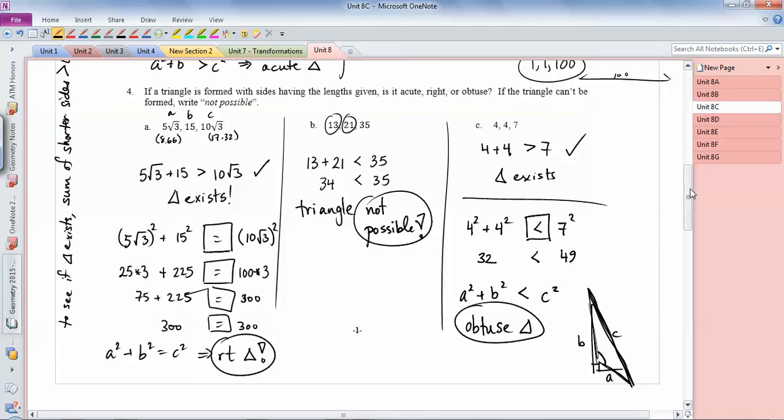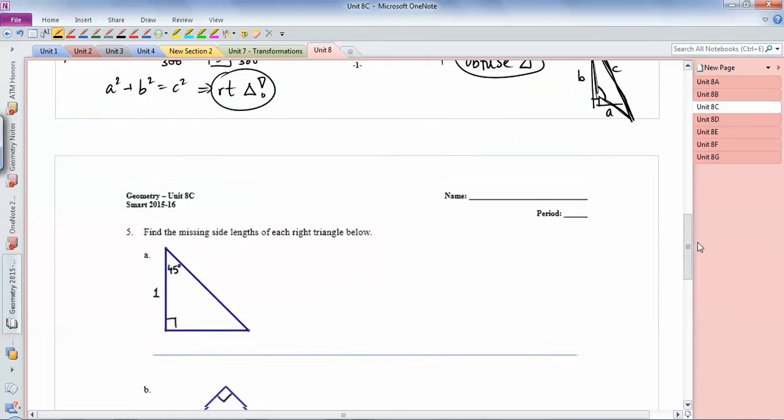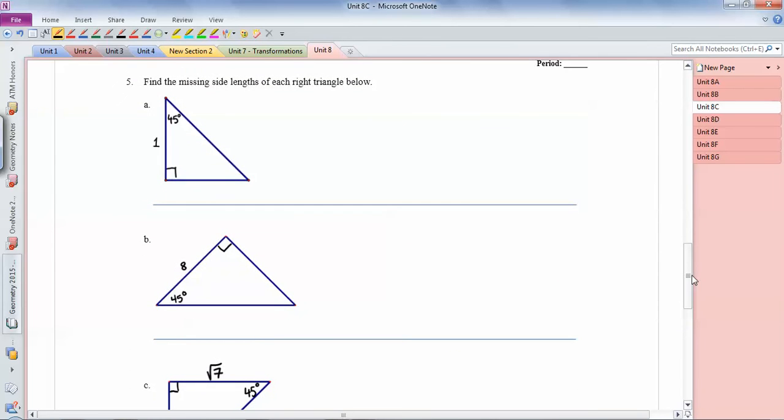So that's how those work. And then there's another idea that comes in down here. Find the missing side lengths of each right triangle. Well, you're only given a couple angles, but you do know 45 plus 90 is 135. That leaves this remaining angle as 45 degrees, which actually makes this an isosceles triangle. So this side's 1. This side over here is going to be 1. And then to get the remaining side, we can do Pythag.